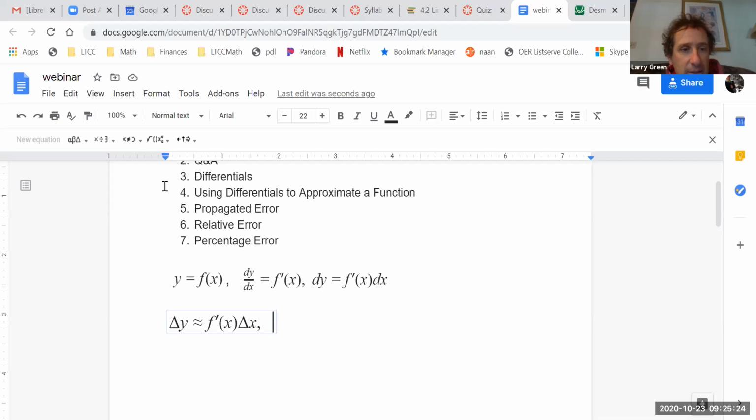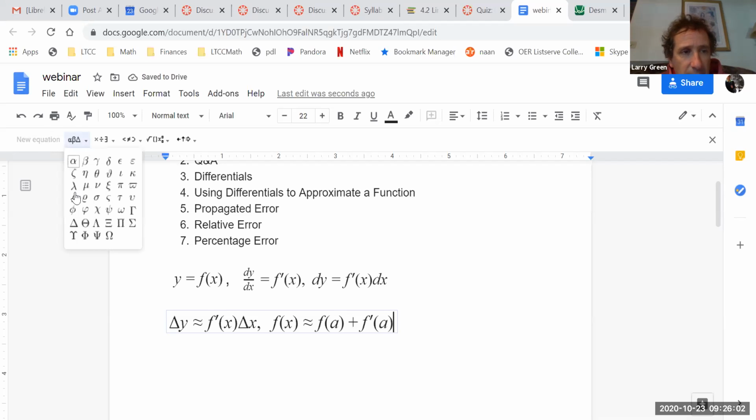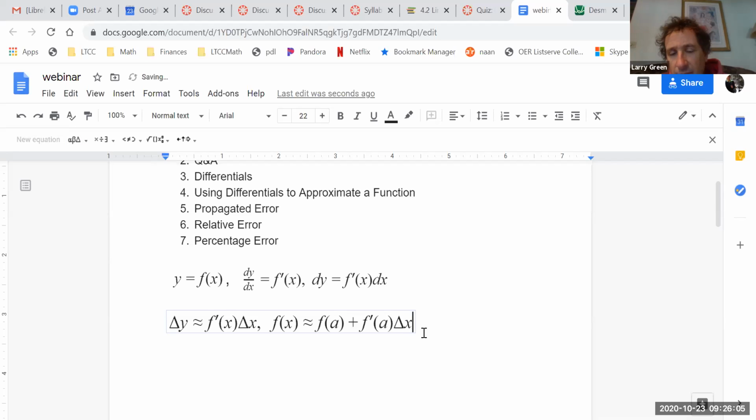So we can say now that f of x is approximately equal to f of a, because remember we have f of x minus f of a, you can add the f of a to both sides, and then we have plus f prime of a times delta x. Any questions at all on this idea?